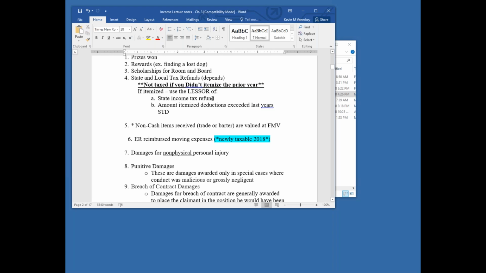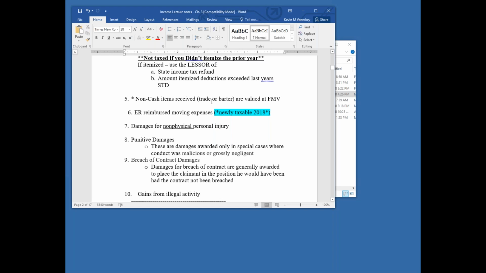If you did itemize, basically the rule is you have to report the lesser of how much of a refund you got or how much your itemized deductions last year exceeded your standard deduction. I'm not going to get into a lot of that right now. This is not that common, but the primary thing I want you to remember is, if you don't itemize, then you don't have to pay a tax on your state refund.